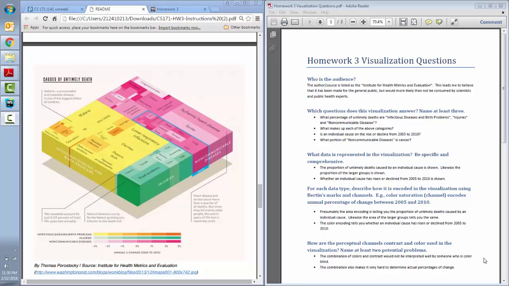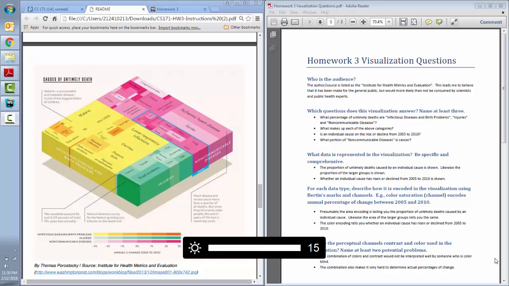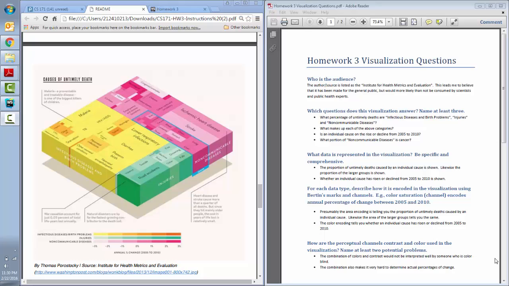The color encoding for the change from 2005 to 2010, I found that was a little bit more effective. I was able to roughly match up the color seen in the visualization to the legend. So providing a legend was helpful there.